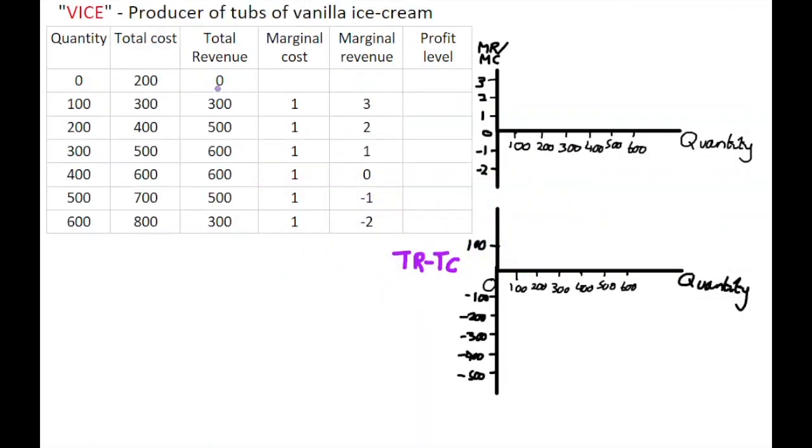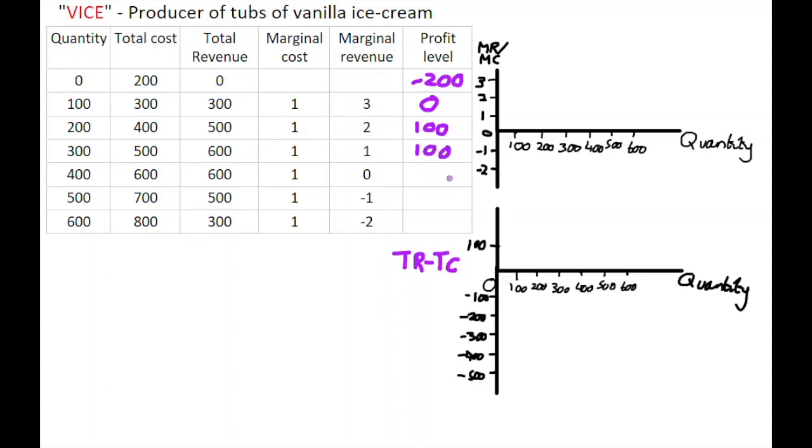So if we look at our table here, for an output level of 0, we have total revenue of 0 and total cost of 200. So revenue of 0 minus 200 cost is minus 200 in terms of profit level. We move to the next output level of 100, where we have revenue of 300 and cost of 300. So one minus the other gives us 0. Then we move to 500 revenue minus 400 cost. So we have profits of 100. 600 revenue minus 500 costs gives us 100 of profit also.